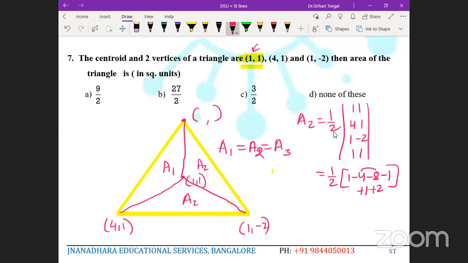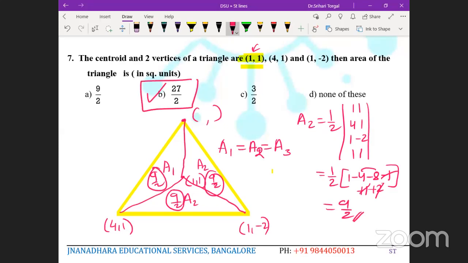So minus 12, minus 10, minus 10, minus 10 plus 1, it is 9. 9 by 2 is the answer. This is 9 by 2 and this is also 9 by 2. This is also 9 by 2. What is the total area? It is 27 by 2. Option B is the right answer.